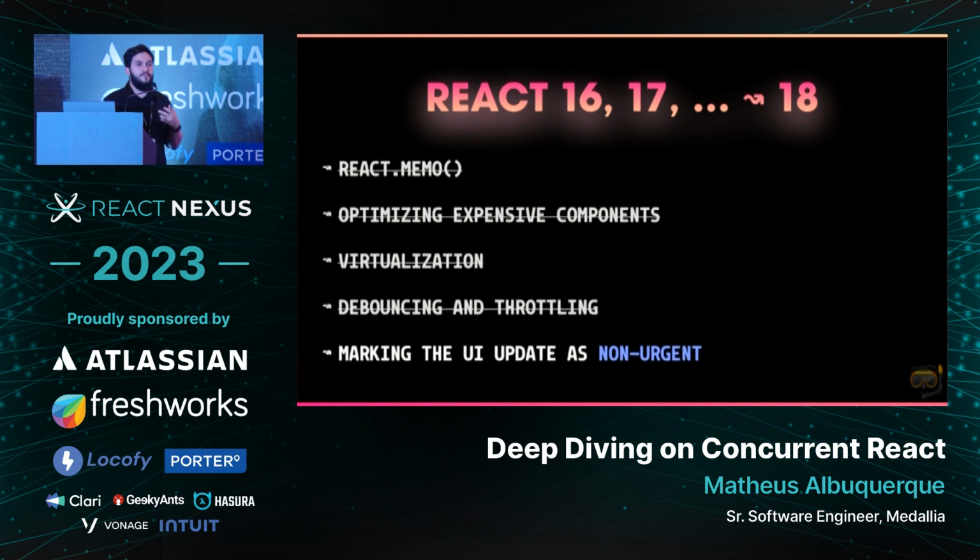And I guess that's one of the shifts we have to think about when going from 16 or 17 to 18. Of course, we still use memo things. We'll still optimize expensive components. We'll still be using techniques like virtualization, throttling, debouncing, etc. But we can also now think about marking some UI updates as non-critical, non-urgent.